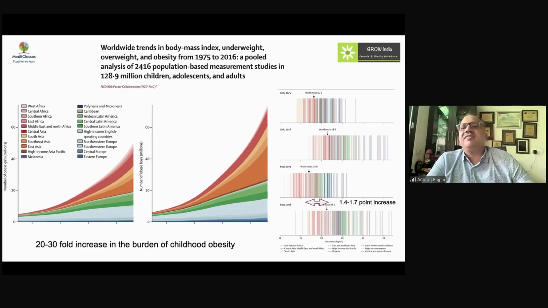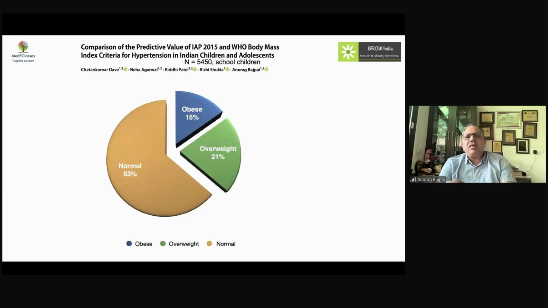Okay. So there has been a clear-cut trend that there is a significant increase in the prevalence of obesity across the world, approximately 20 to 30 fold across the globe. And this is clearly seen not only in resource-rich countries which have good resources, but also in developing countries, as highlighted by our study of around 5,000 school children in Kanpur, which showed a prevalence of 15% of obesity. There is a significant increase in obesity, which is a major cause of concern.